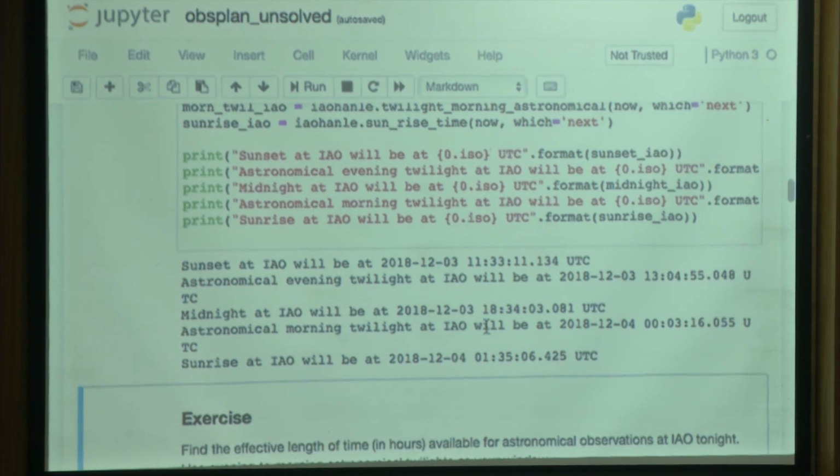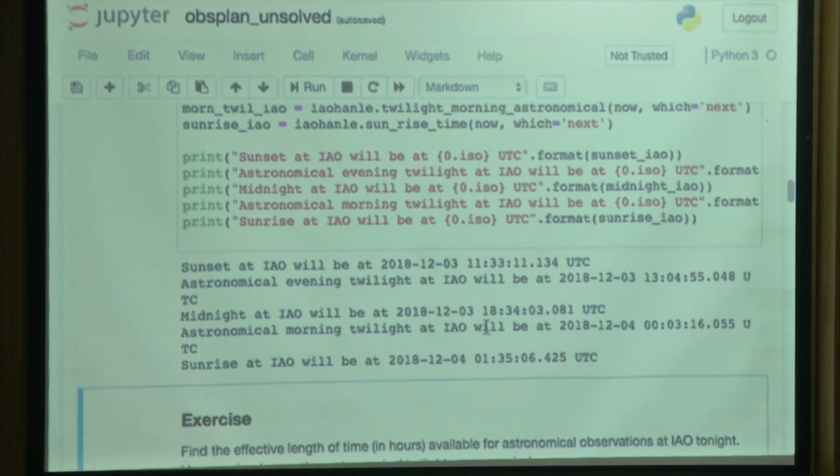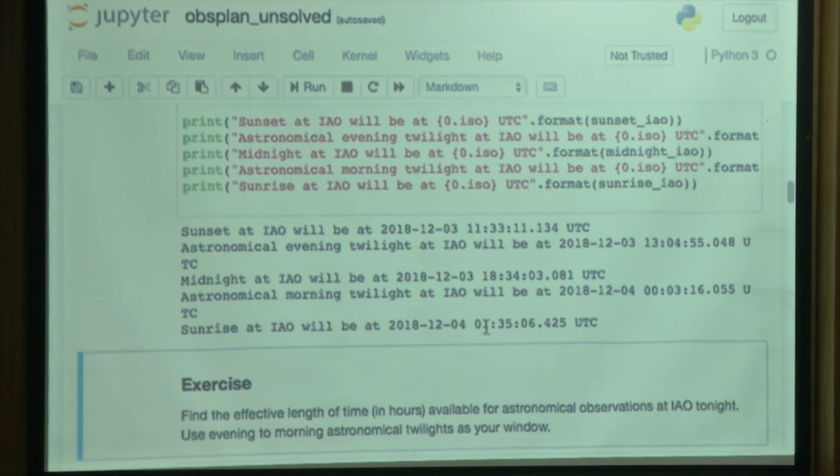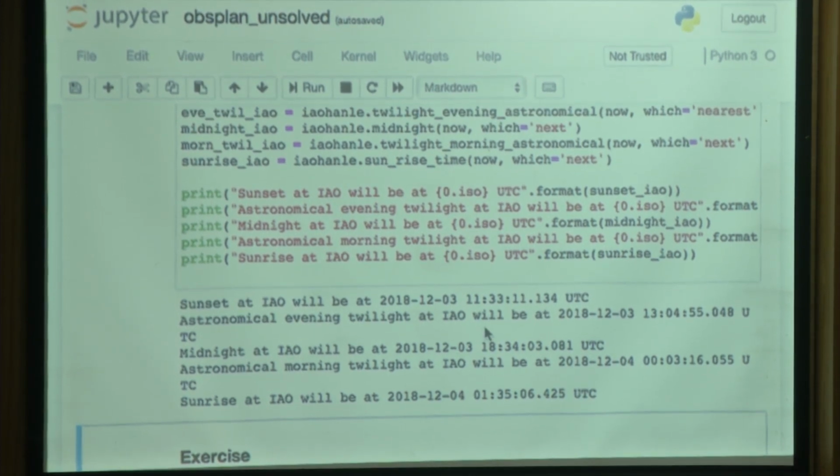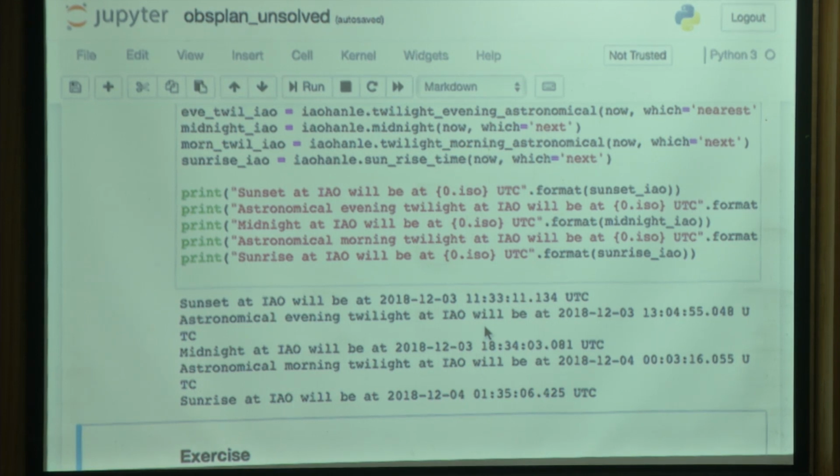And the morning twilight is at 0 UTC, which is around 5:30 local time. So this gives us an idea about when we can start our observations and when we have to stop and then plan accordingly.